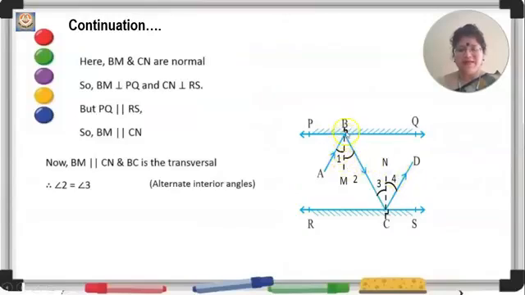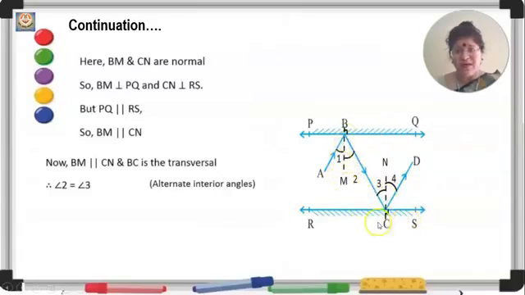Now like I said, BM and CN are normals, and what we need to do is prove first that BM and CN are parallel to each other. Now, why would they be parallel to each other? We have taken BM perpendicular to PQ and CN perpendicular to this mirror RS. Here, BM is perpendicular to PQ and CN is perpendicular to RS. Also, PQ and RS are parallel to each other.